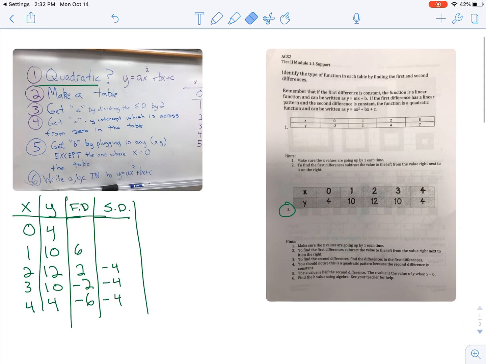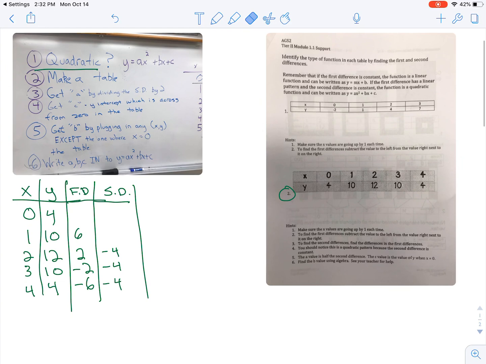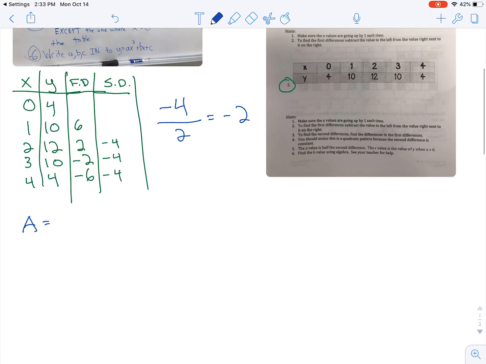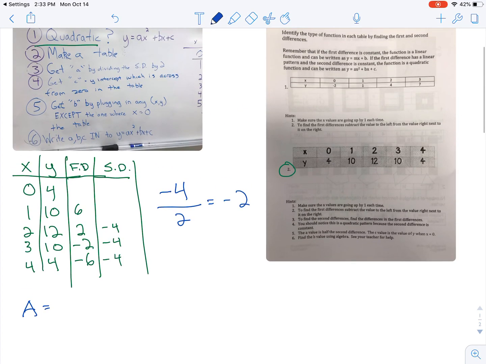Okay, step 2, make a table. We did that. Step 3, get a by dividing the SD by 2. SD is negative 4. Negative 4 divided by 2 is negative 2. So I have a here. Okay, next one, get c, the y-intercept, which is across from 0 in the table. 4.